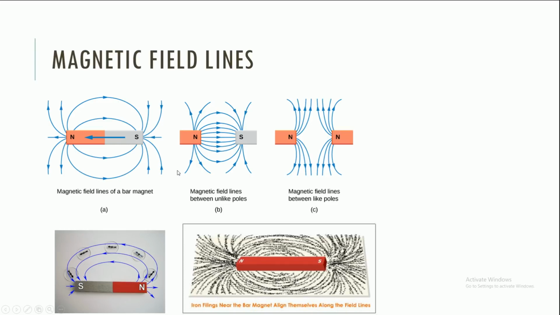Now, experimentally, you can actually demonstrate these magnetic field lines. First of all, you can use a compass. So if you put a compass in series like this around a bar magnet, the compass will actually point towards the direction of the field lines, like so. And secondly, you can also use iron fillings, which are very fine iron particles, and scatter them all over the place, and they will align themselves along with the magnetic field lines.